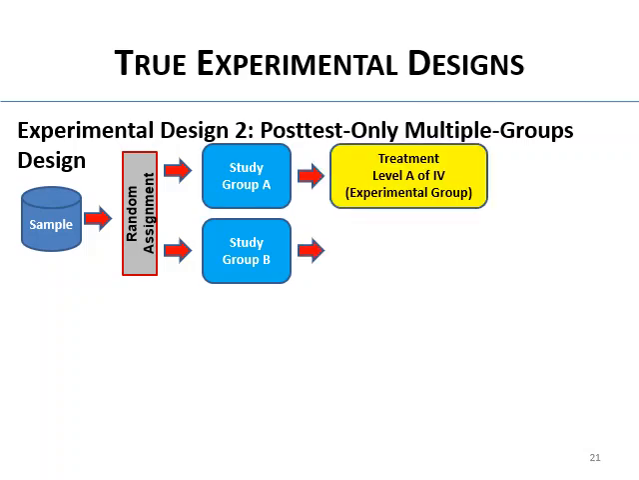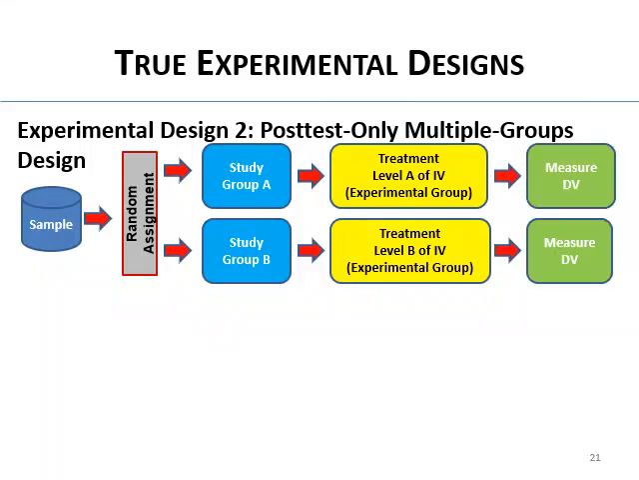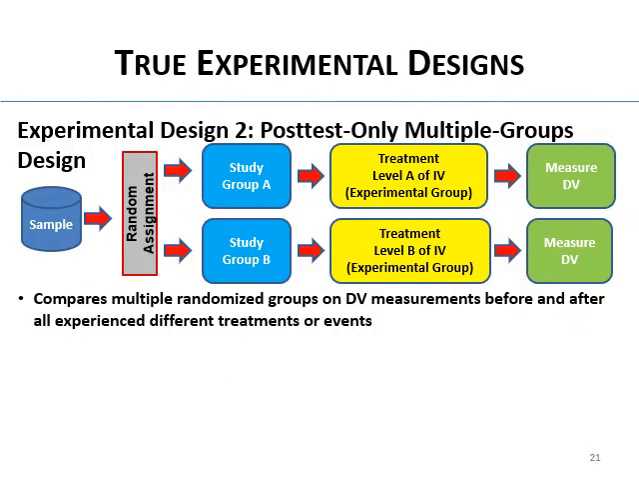The next experimental design is the post-test-only multiple group design. And you start with a sample, random assign, group A, group B. Group A gets treatment level A or experimental level A. Group B also gets an experimental level, so it's not a true control group. It's a multiple groups design where they get a different treatment. And you measure them afterwards to see what effect things had. You do randomly assign, you do have a comparison group, but it's not a true control group that didn't get treated. So you're comparing multiple randomized groups on DV measurements after all experienced different treatments or events.